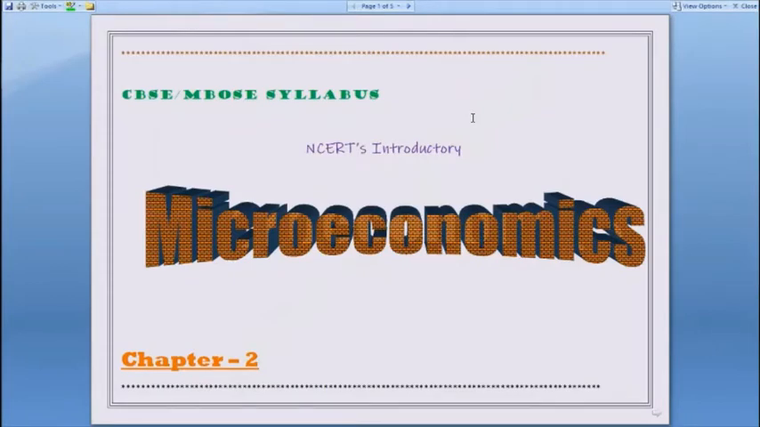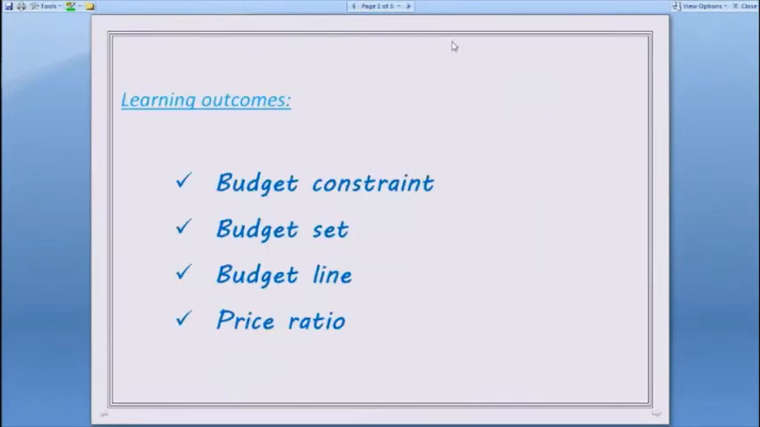We'll learn about new concepts: budget constraint, budget set, budget line, and price ratio. We'll make use of these with the indifference curve to understand the behavior of a consumer. Okay, so we'll start with budget constraint as a concept. Budget is nothing but how much you spend out of your earning. Earning is the income, spend is the expenditure. So whatever you study about earning and spending, that's about the budget.